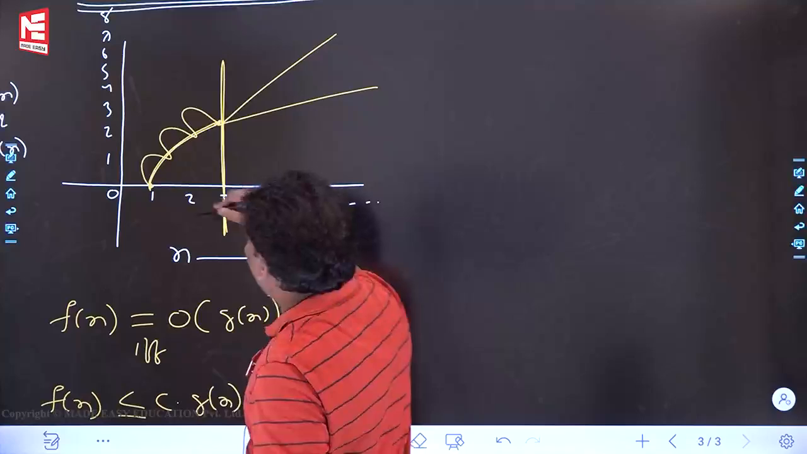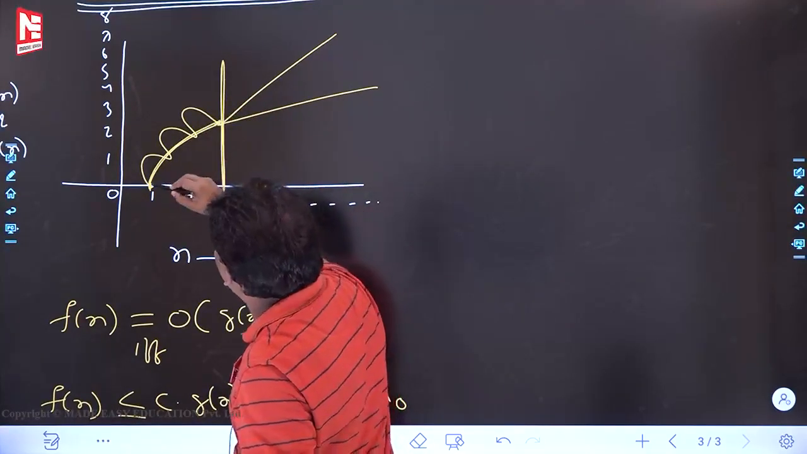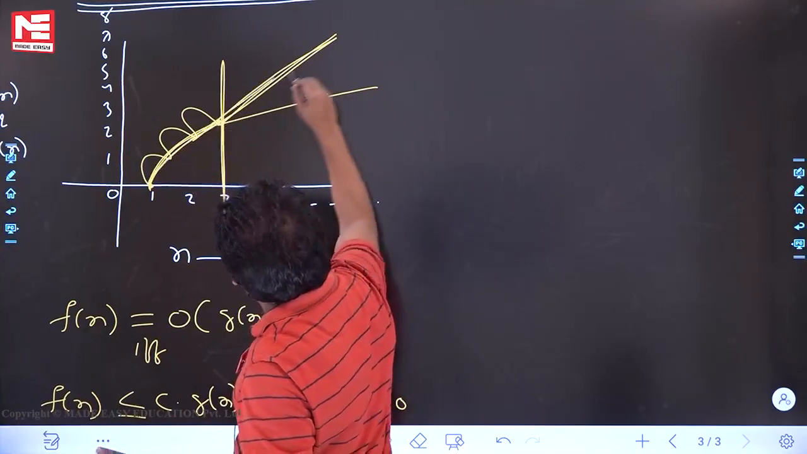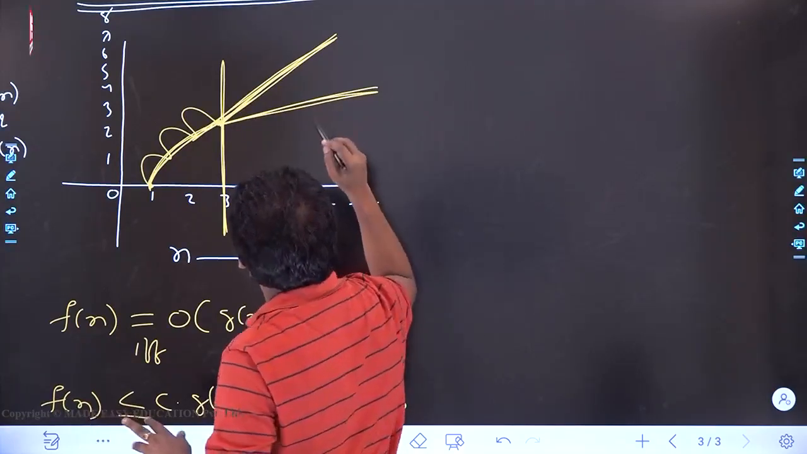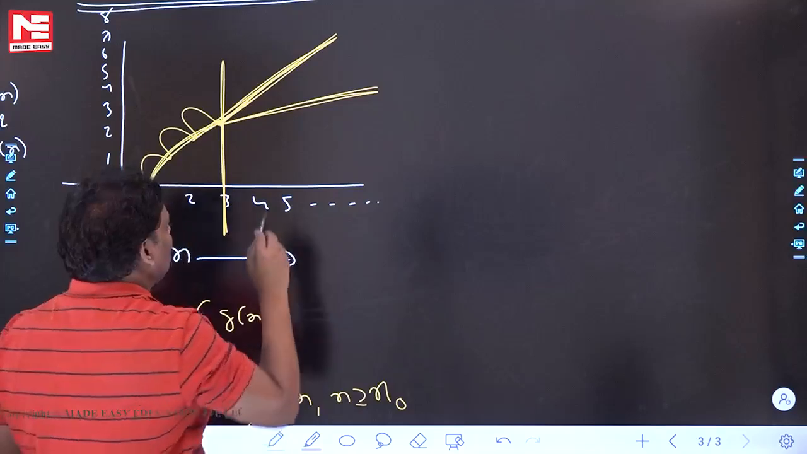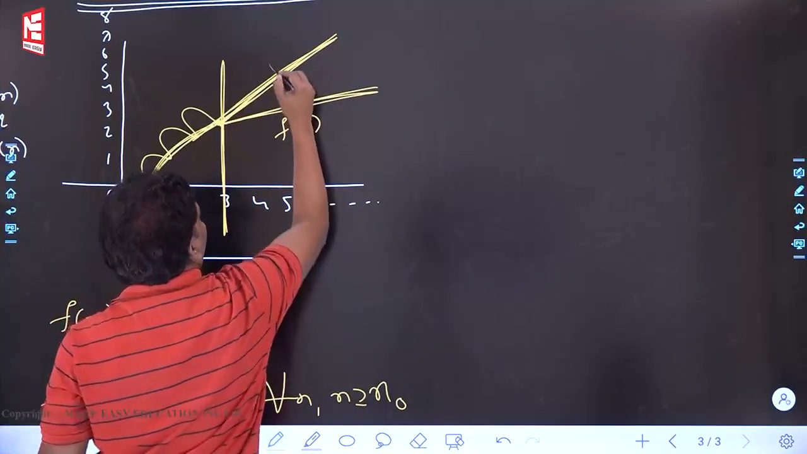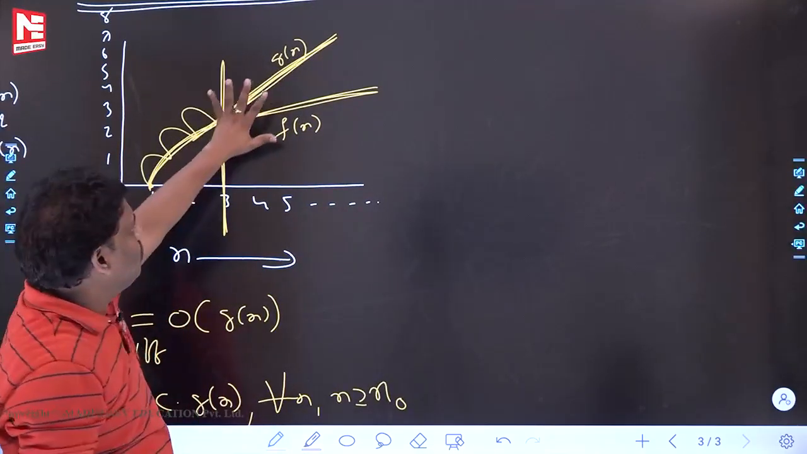See correctly now. The one which is increasing and decreasing is going to be f of n. The one which is going straight is going to be g of n. Right? Now can you help me? How many people will give the answer? See this graph and talk. Who is bigger?